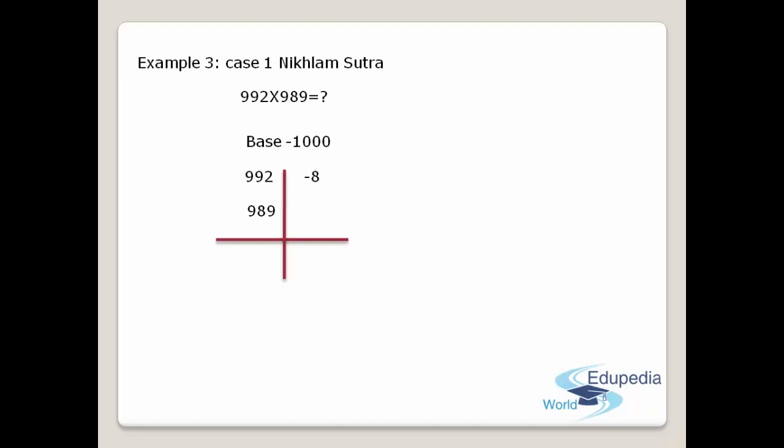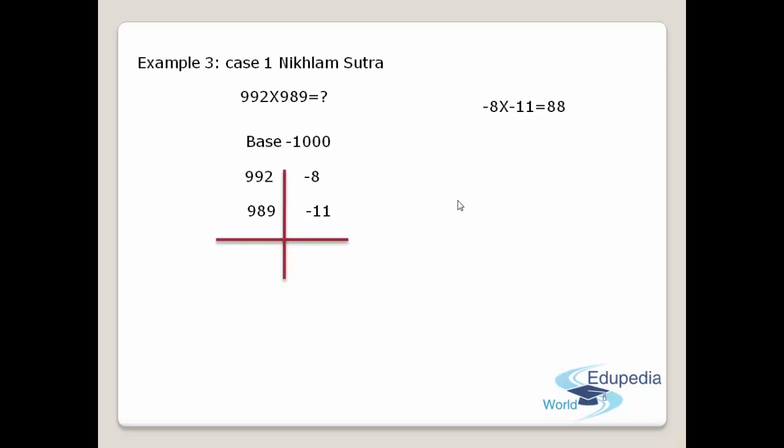Now check the base against the next number, 989. If you observe, 989 is 11 less than 1000. So you place 11 with a negative sign in front of it, minus 11. These two numbers are called Nikhlams. After writing them, we multiply these two Nikhlams. Minus 8 into minus 11, you will get 88.